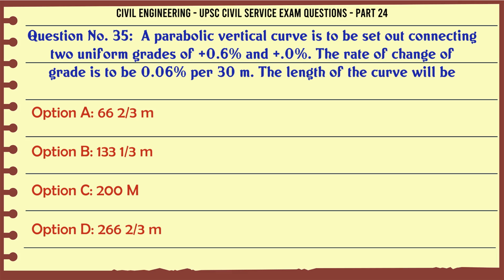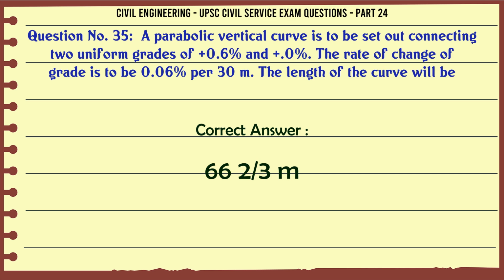A parabolic vertical curve is to be set out connecting two uniform grades of 0.6 and 0. The rate of change of grade is to be 0.06 per 30 m. The length of the curve will be A 6623 m, B 13313 m, C 200 m, D 26623 m.